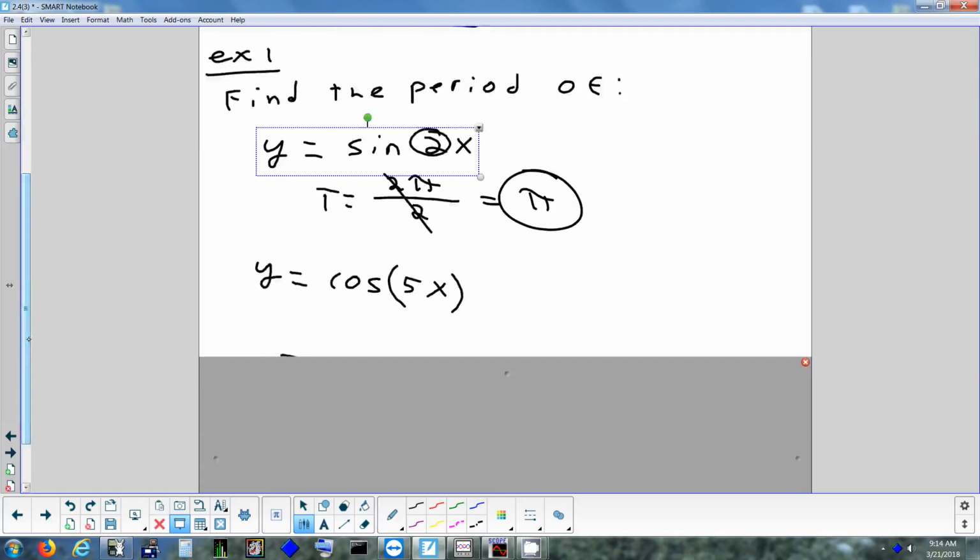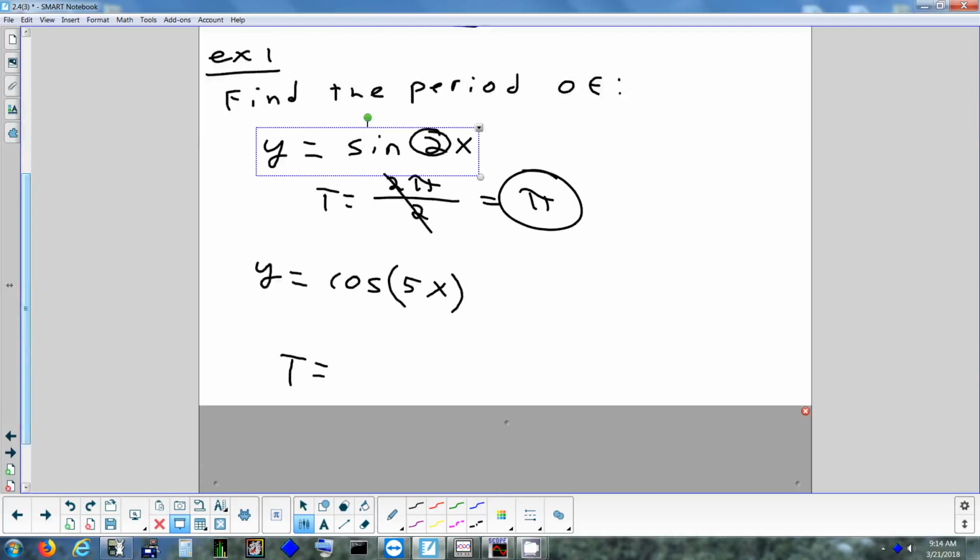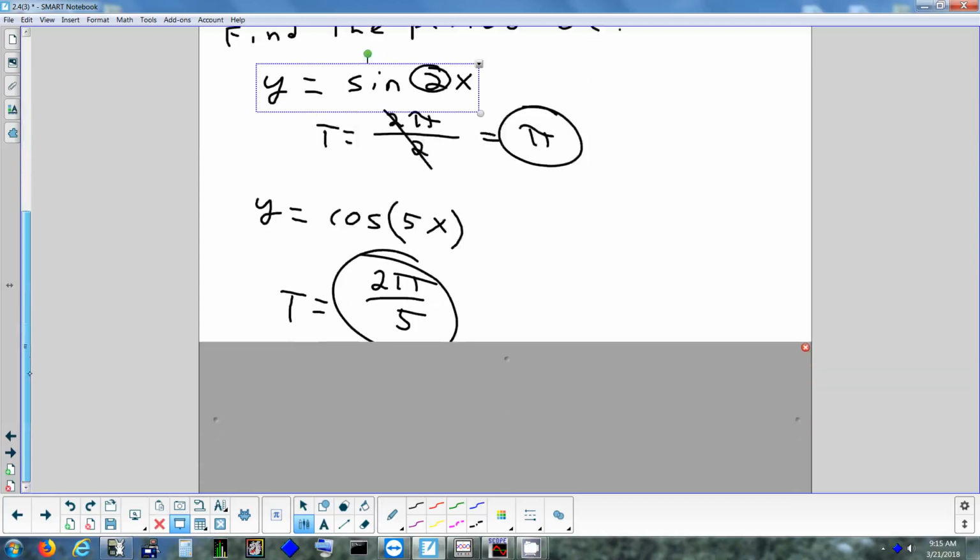Okay, let's try cosine 5x. Brady, how would I write my period for cosine 5x? 2 pi over 5. Yes, 2 pi over 5. So the period here is the original period divided by 5. Another way to say that is it's compressing by a factor of 5 because it's now 1/5 as long as it was. Okay, questions on that one?